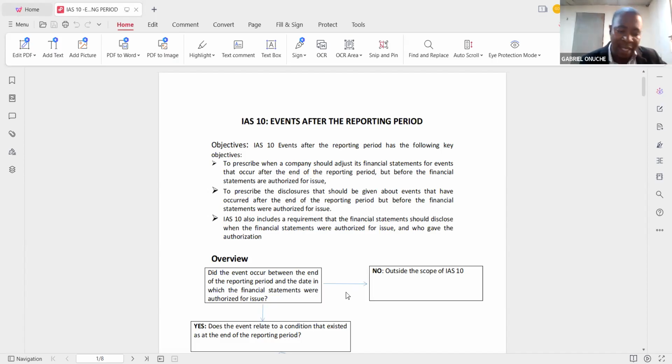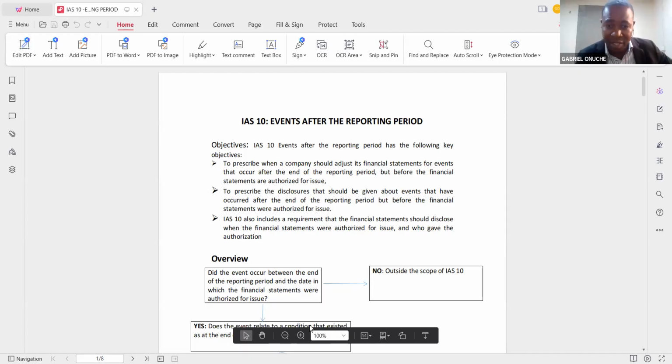What that simply means is that there are events that need adjustment, and there are events that need disclosure as a result of their financial impact on the financial statement or impact on the company, for users of financial statements to know. Then the standard also deals with when the going concern of the company is questionable, and what is expected at that particular period of time. So it is part of what the standard covers. So these are the objectives.